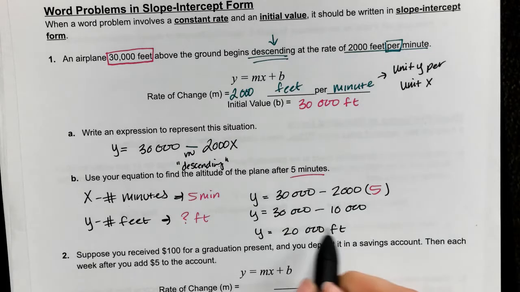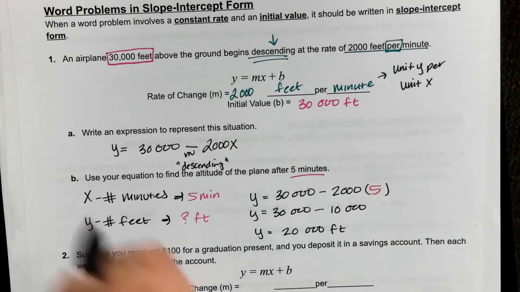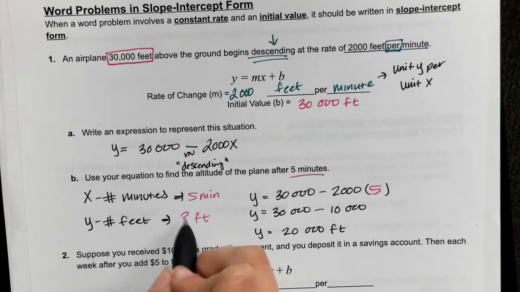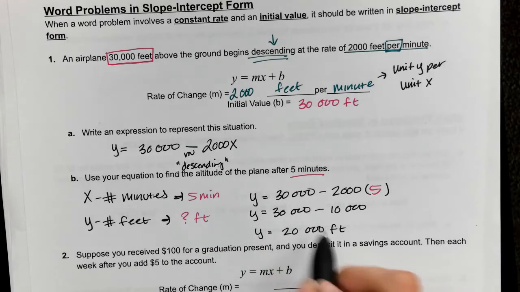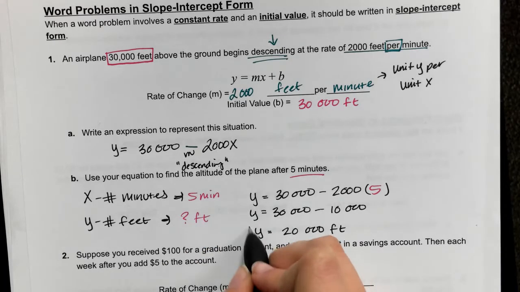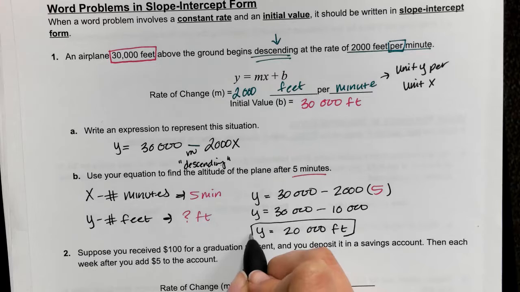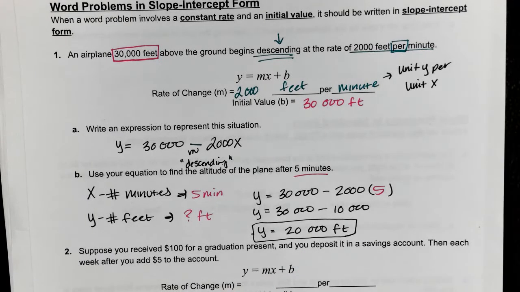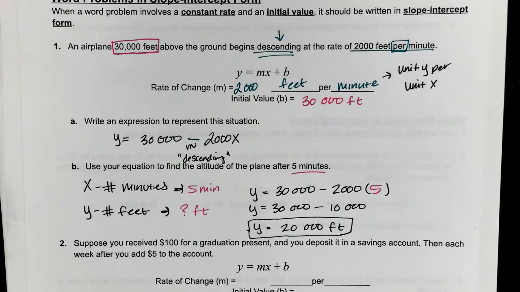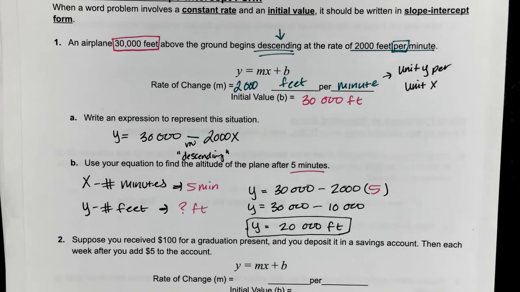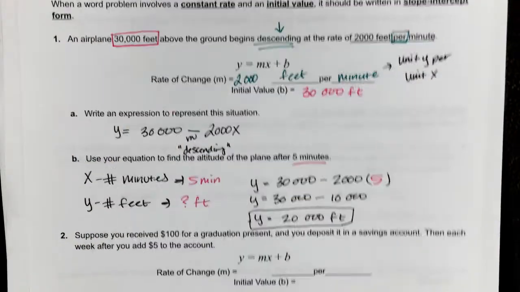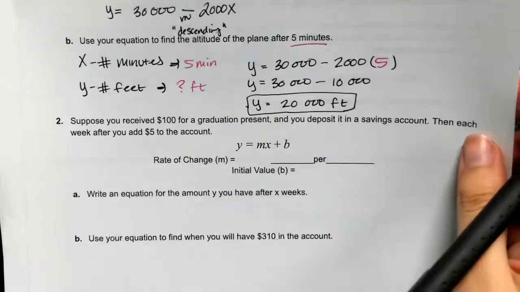But this is a word problem, so I want to include units. Y represents feet. So in this case, I now know my question mark. It is 20,000 feet. So after 5 minutes, my plane will be at an altitude of 20,000 feet. I'm going to go a little bit faster for the next ones, but that was just a general way of how to write equations.